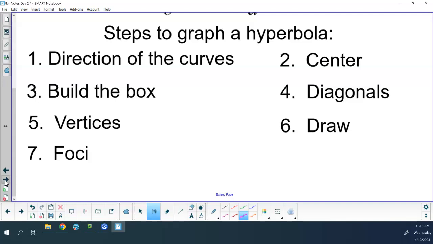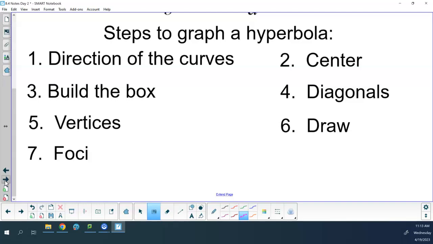Okay? Then step 4 says, then we draw the diagonals of that box. Those diagonals of the box are also going to be the asymptotes of our hyperbola. So very important to draw them all the way across the graph. But then we also have to come up with the equations of those 2 asymptote lines. So there's a little bit of work involved there.